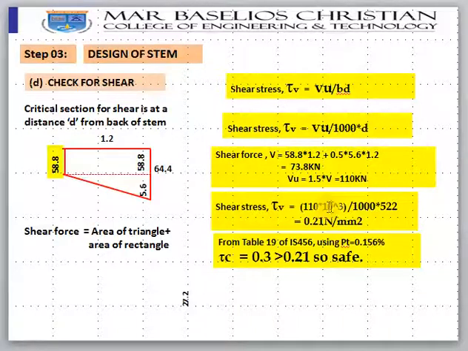So find out the shear stress. 110 into 10 to the power 3, converting into Newton, divided by B into D. B is 1000, D is 522. So you will get 0.21 Newton per millimeter square.